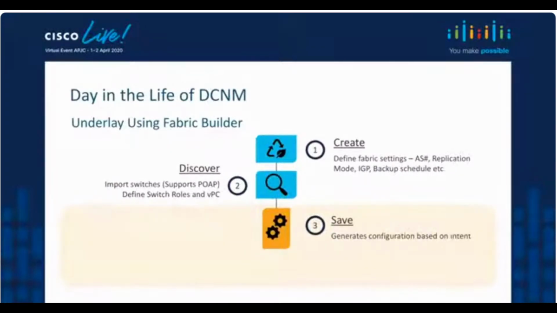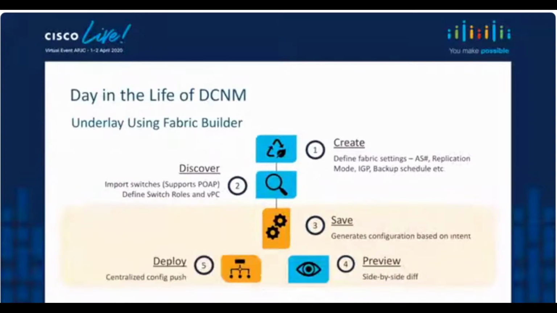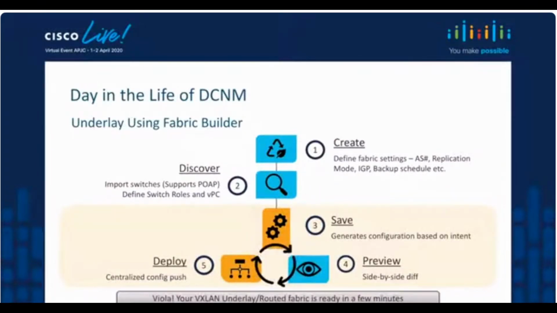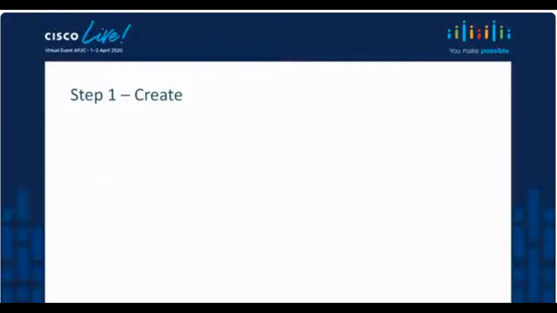Step 3 is where you'll save your config, you preview it, and you do a deployment. And if you see, there's an orange box on 3, 4, 5. That basically is for any changes you do from here on. Step 1 and 2, of course, is a one-time change. So that is how, again, in a couple of clicks, you go about building your underlay using your fabric builder. So let's look at how this actually looks in the product.